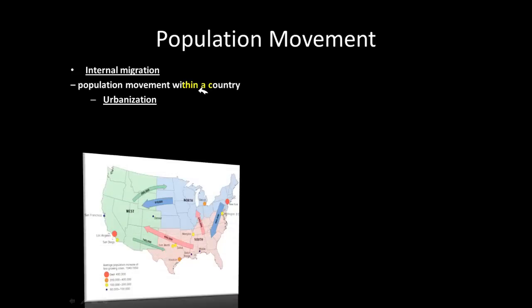Now, there are a couple of different types of migration. We'll talk about internal migration. That is population moving within a country. If you take a look at this graph, it should be the Great Migration. And that is just showing how many people moved from one part of the area to another.